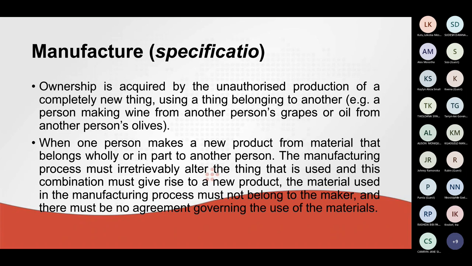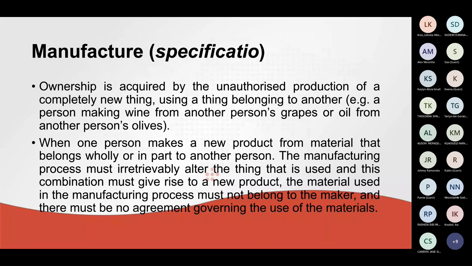Manufacture, also known as specificatio. Ownership is acquired by the unauthorized production of a completely new thing using a thing belonging to another. For example, a person making wine from another person's grapes or oil from another person's olives. When a person makes a new product from material that belongs wholly or in part to another person, as in this example, you make wine from someone else's grapes, and you make oil from someone else's olives, who becomes the owner of the end product?